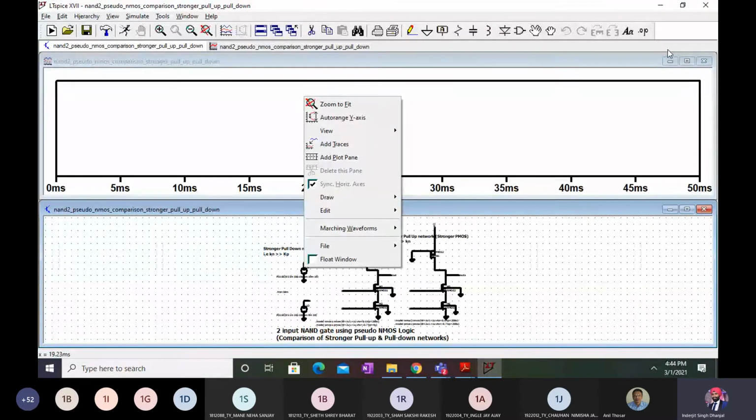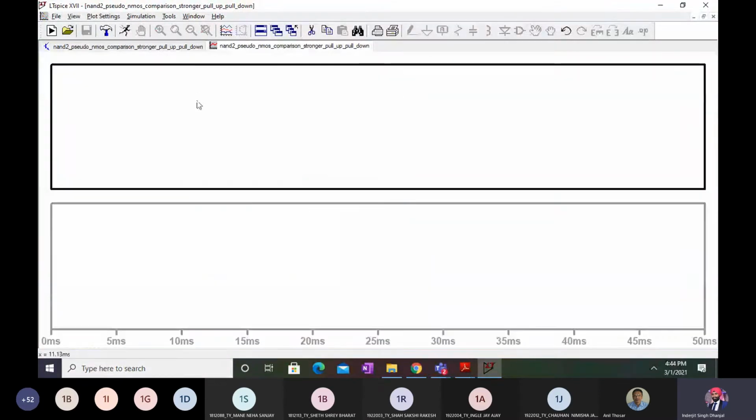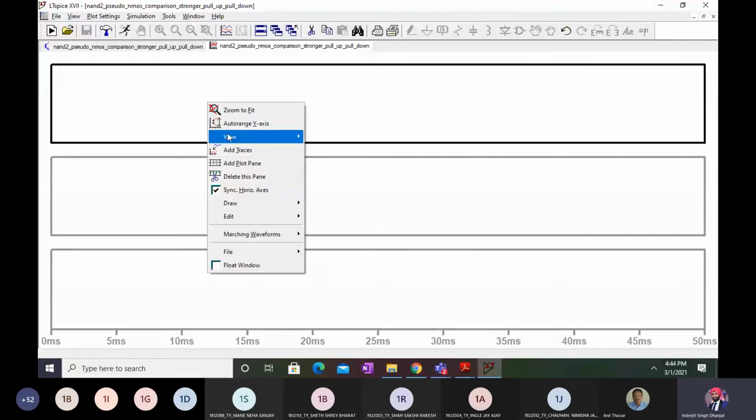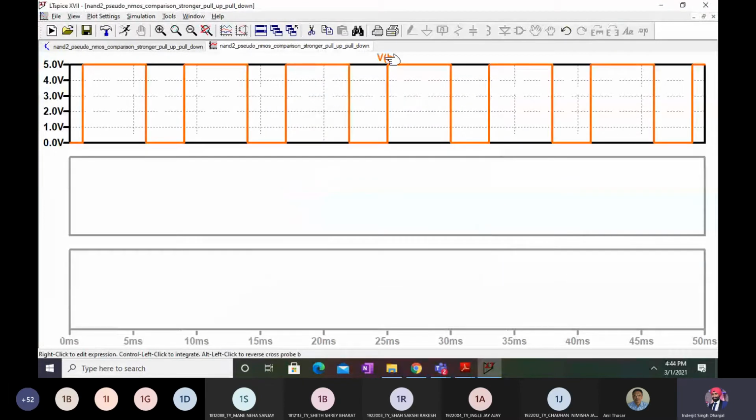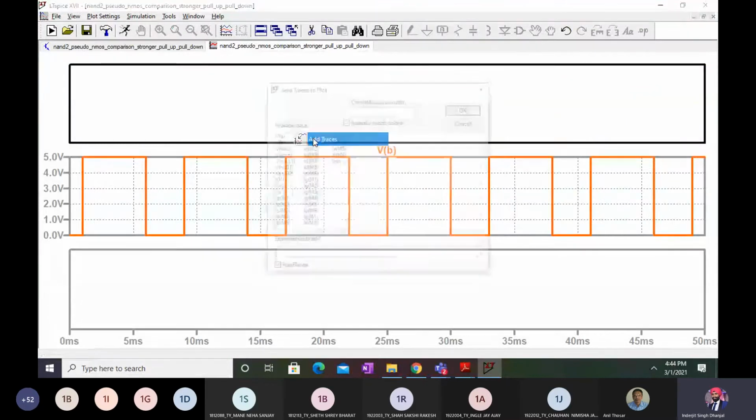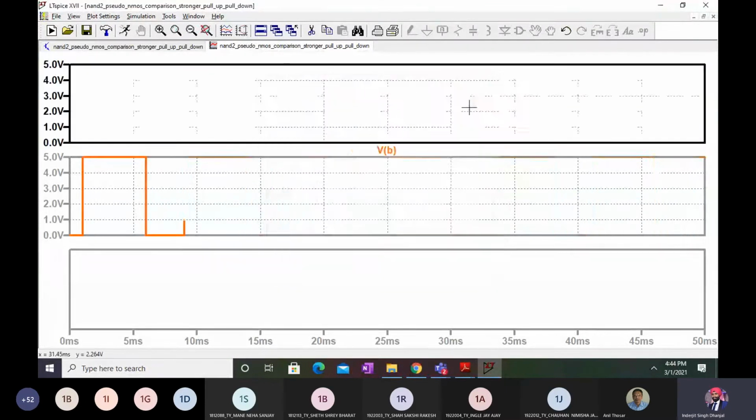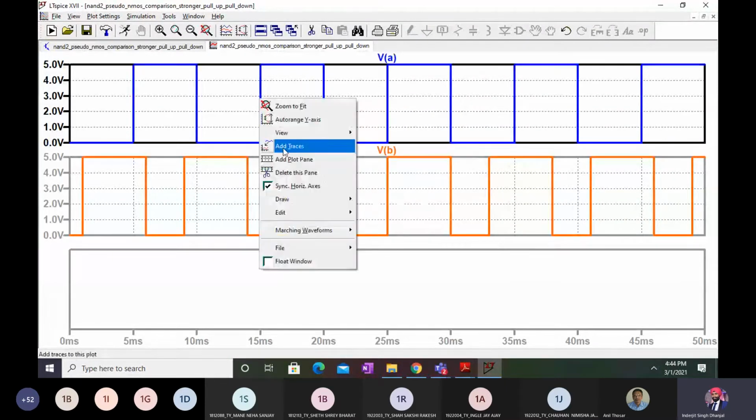Now if I take the input and output together, let me plot it quickly. For the first case, I will plot VA. Let me plot VB first, VB, and A, input A. And everything is fine with this V out.